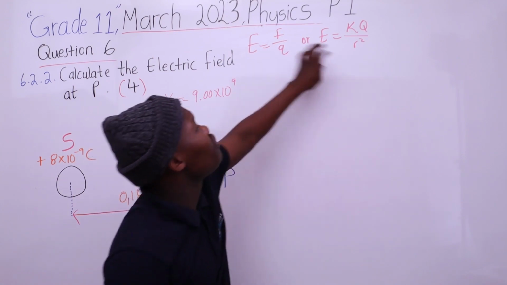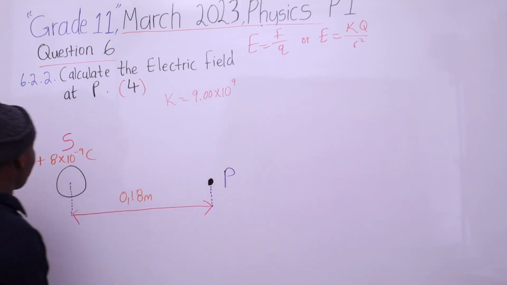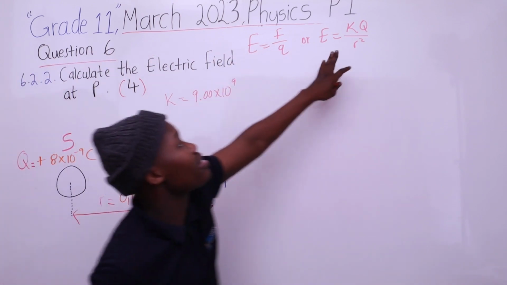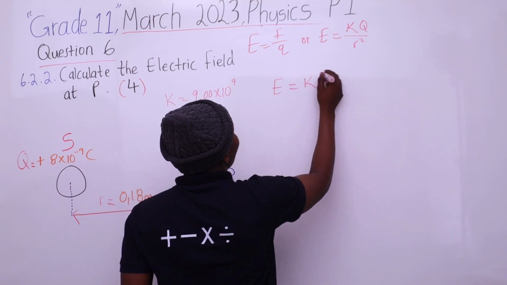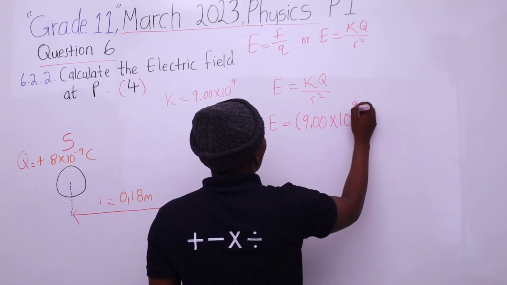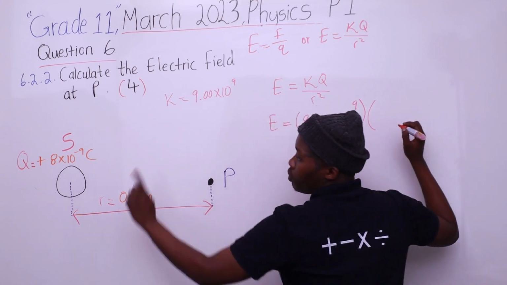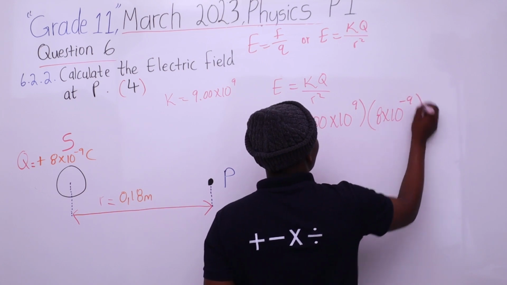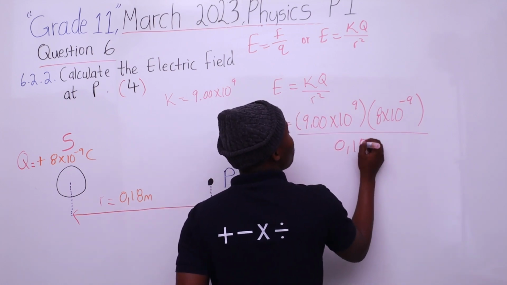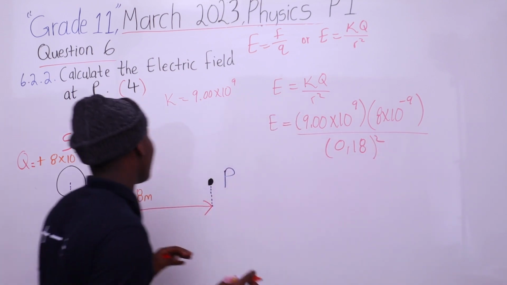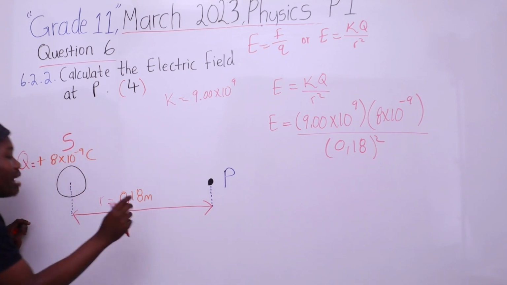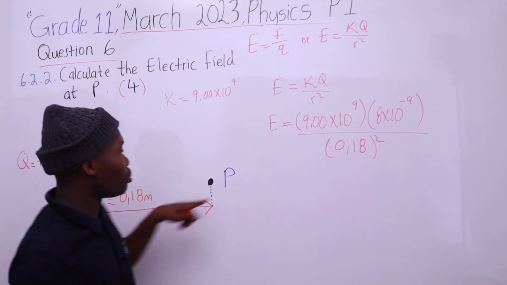So, of the two formulas, we use the one where we have Q, R and K. So we start: E is equal to KQ over R squared. The electric field is equal to 9,00 times 10 to the power of 9 multiplied by Q, which is positive 8 times 10 to the negative 9, divided by the distance between point P and S, which is 0,18, squared. The length from point P to charge S is 0,18, as they told us in our diagram.